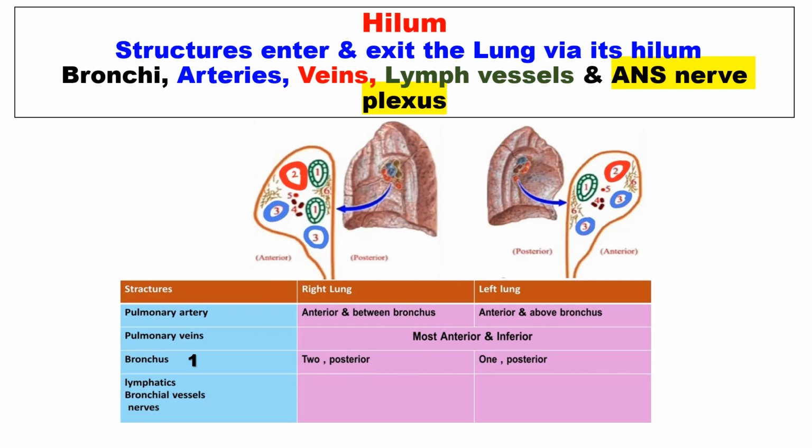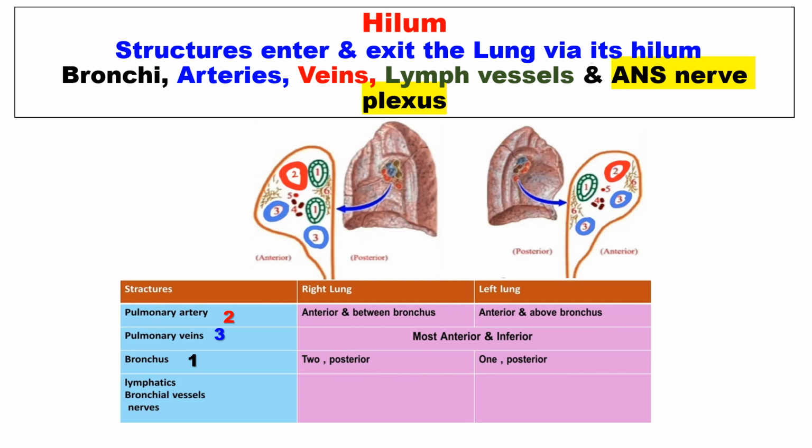The second important structure are the pulmonary arteries. Pulmonary arteries are the branches of the pulmonary trunk, which arises from the right ventricle and carries deoxygenated blood to the lung. The third important structure is the pulmonary veins. These pulmonary veins start as tributaries from the alveoli and finally reach the left atrium. They carry oxygenated blood to the heart.